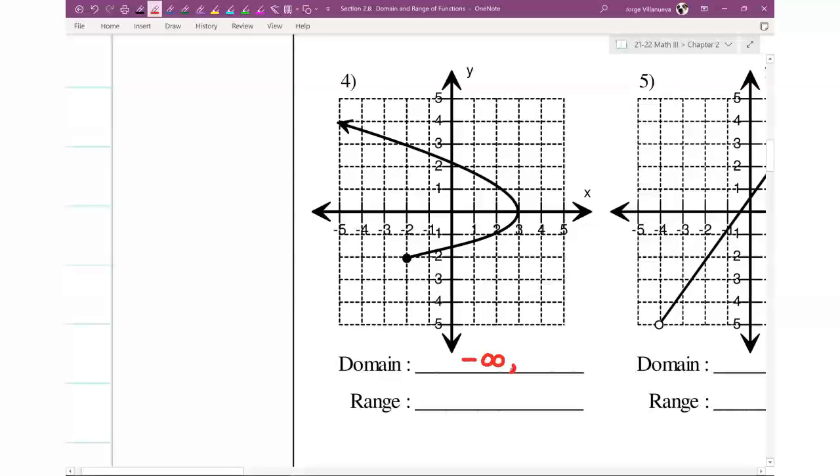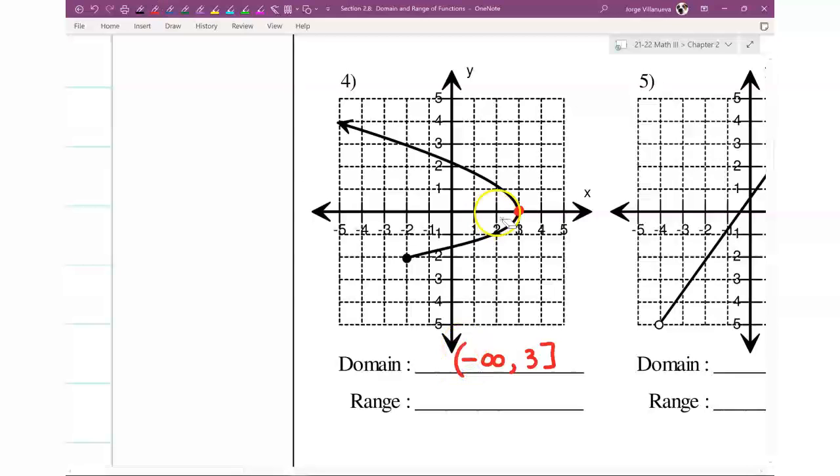So how far to the right does this go? What's the furthest to the right that it reaches? Check again. Isn't it right here? Isn't that the furthest to the right that it goes? So what's that number? 3. It includes the 3. Should I include the infinity? No, right? Infinities are never, ever included.